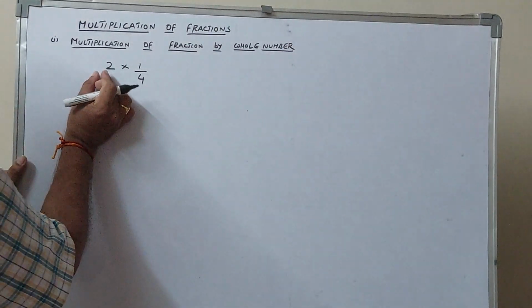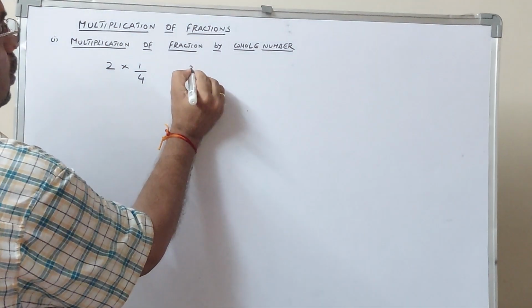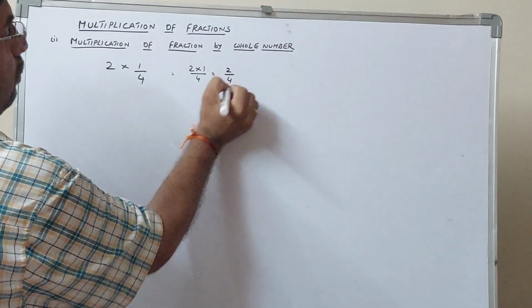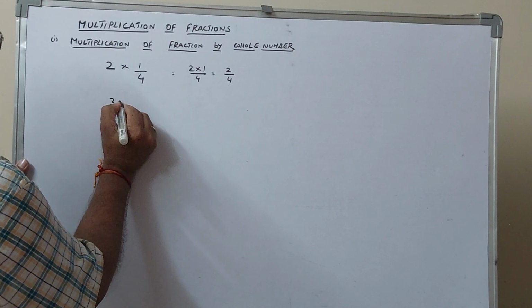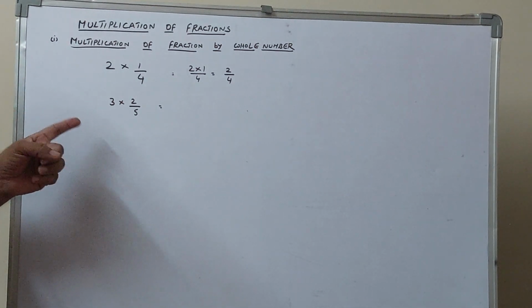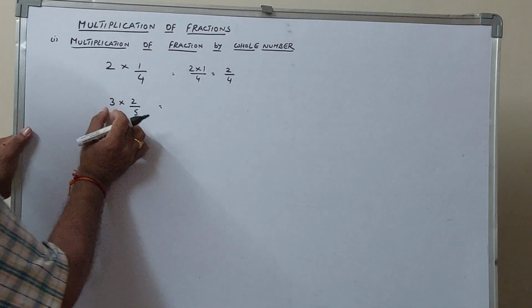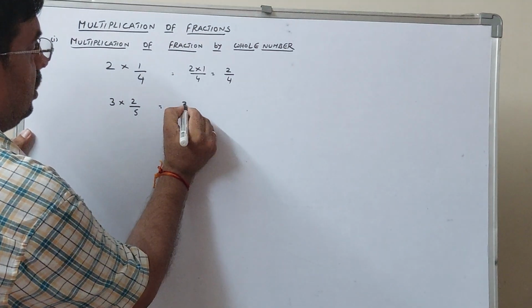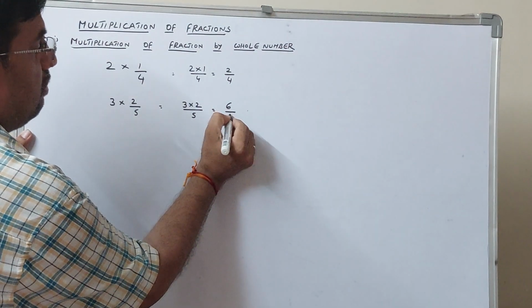You have to multiply the whole number with the numerator and keep the same denominator. That is equal to 2 into 1 by 4, that is equal to 2 by 4. Okay? So if I ask you 3 into 2 by 5, how do you multiply? You multiply the whole number with the numerator of the fraction, keeping the same denominator. So 3 into 2 by 5 is equal to 6 by 5.